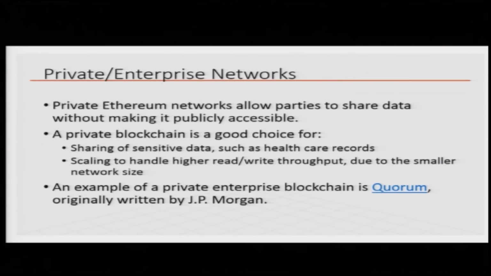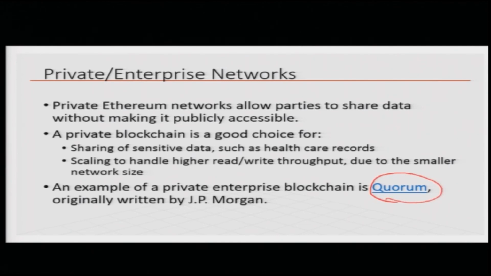Now you can share sensitive data such as healthcare records, because healthcare records you don't want to put on a public blockchain because that violates privacy, and in countries like the US there are strong laws against making healthcare records public. Also they scale well and get high throughput because you are not using a huge network with millions of nodes connected, and therefore the read write throughput will be much higher transaction throughput.